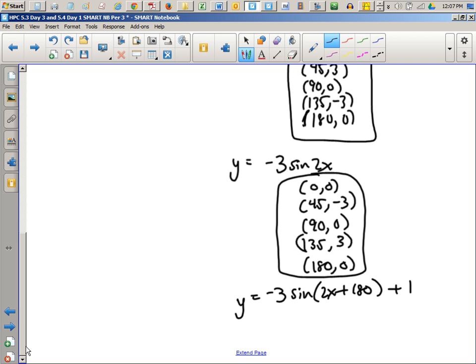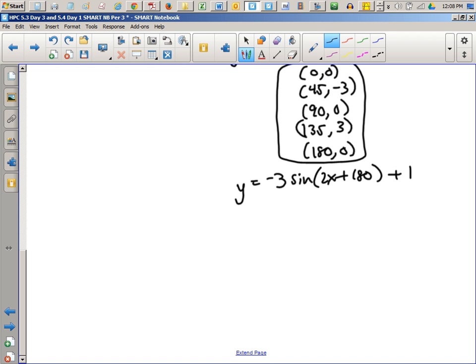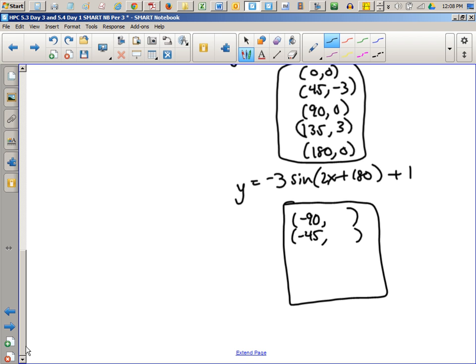We understand this means a left shift 90. So our points are all going to lose 90 degrees. So this will be negative 90. This will now be negative 45. This will now be 0. This is now 45, and this is now 90. So I just subtracted 90 from every single x.